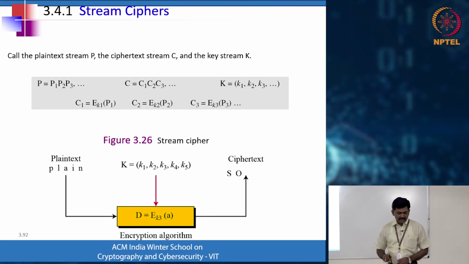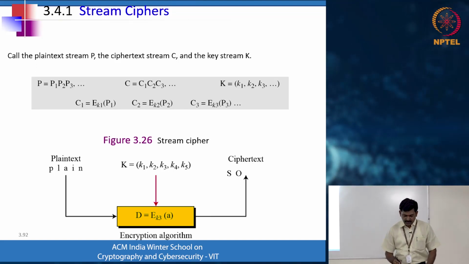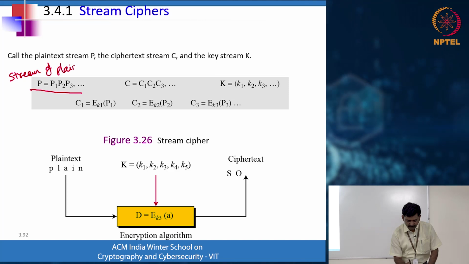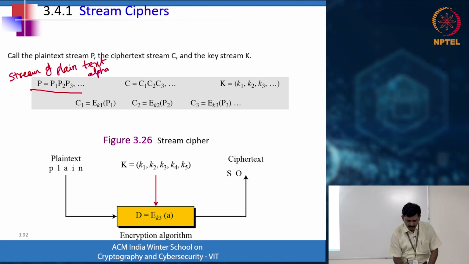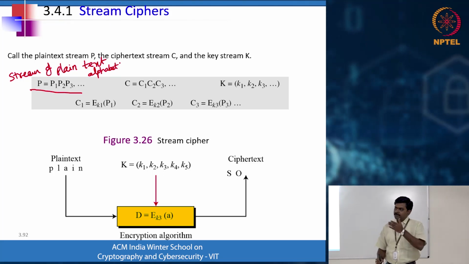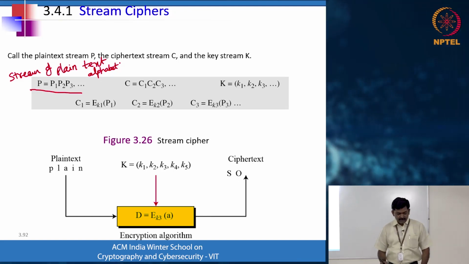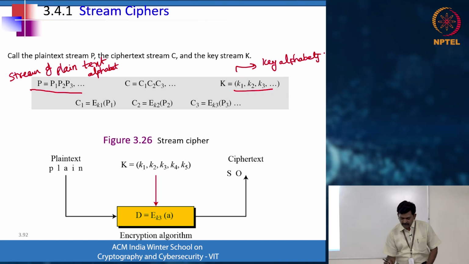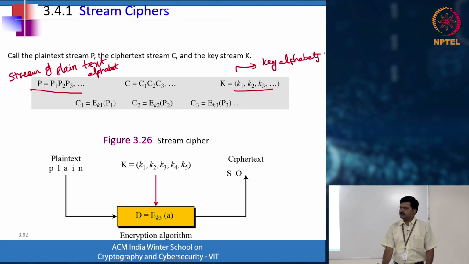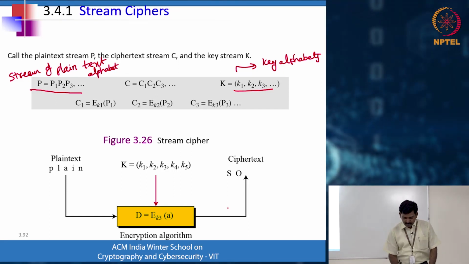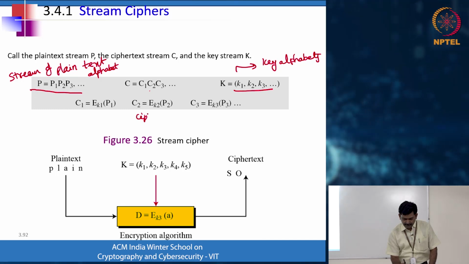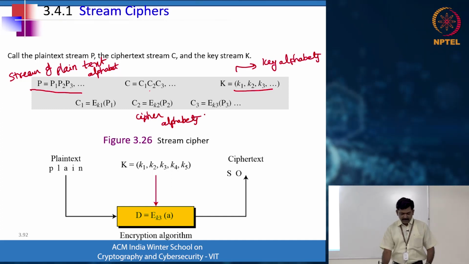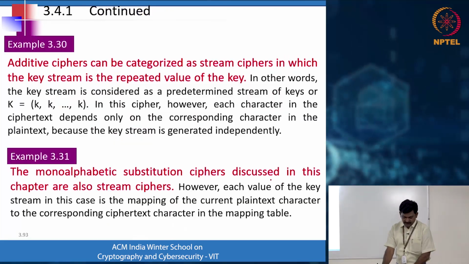If you look closely, the stream ciphers work this way. You take the stream of plain text alphabets. So P is the plain text, P1, P2, P3, and so on is the stream of alphabets. Then you have the key alphabets K1, K2, K3, and so on. The key alphabets and the plain alphabets produce your cipher alphabets. The encryption algorithm performs the operation to produce the cipher alphabets.